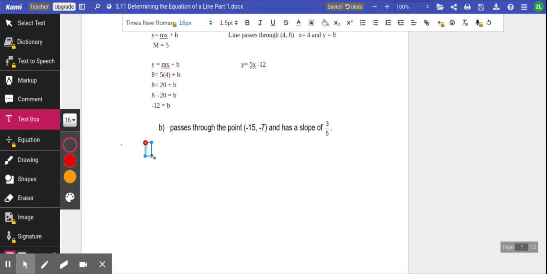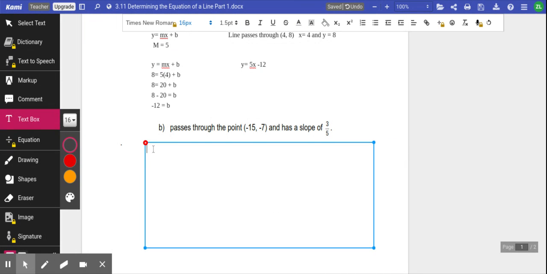Now, if we do the same thing for the other one, we're going to go through what we have and what we don't have. So once again, our equation being y equals mx plus b. We know that the line passes through, if we look above us, negative 15, and 7. Therefore, we know that x, being our first coordinate, is negative 15, and y, being our second coordinate, being negative 7. And the one thing we do know is our slope is 3 over 5.